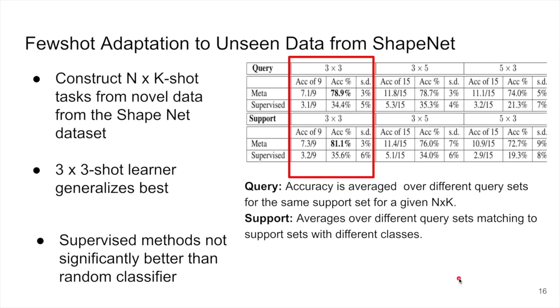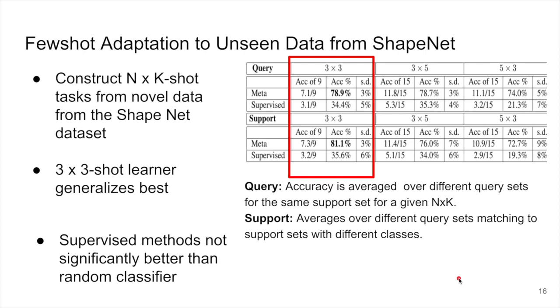Next, we vary the classes in the query set. For this, we create 100 query sets with randomly selected classes. We then measure the accuracy on the corresponding 100 query sets with matching classes and unique instances. This gives us an average query set accuracy of 7.3 out of 9 for our meta learner and 3.2 out of 9 for our supervised learner as shown in the table. To expand our results, we perform the exact same experiments for 3x5 and 5x3 shot classification with results in the table. As seen, the meta learner outperforms supervised methods for all settings.